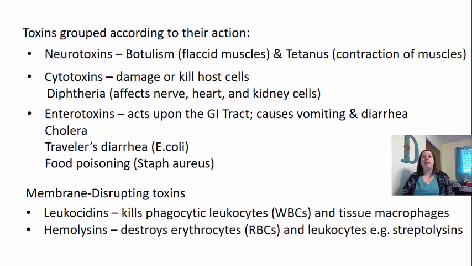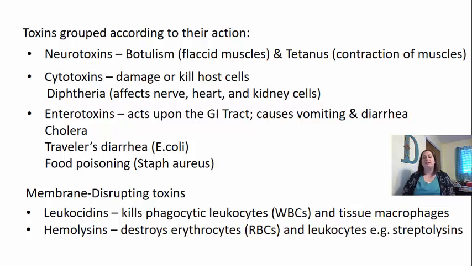Now, toxins can be grouped according to their action. Neurotoxins are going to affect, of course, the nervous system. An example of this is botulism. Botulism is going to cause the nerves to not fire to the muscles, making the muscles flaccid or paralyzed. They're not able to contract. We actually use the toxin that causes botulism in Botox. However, because the bacteria is not present, it only lasts for so long.